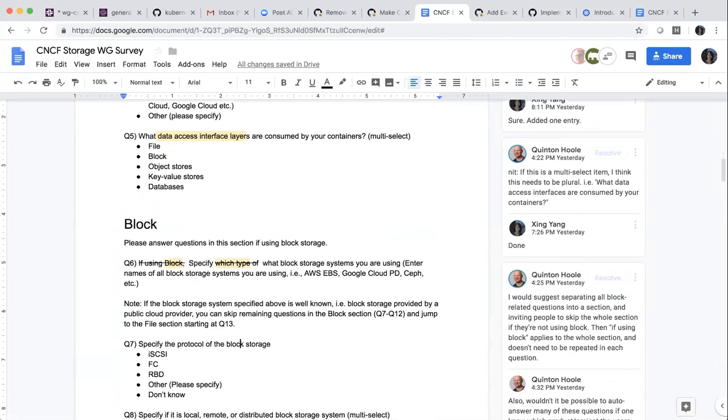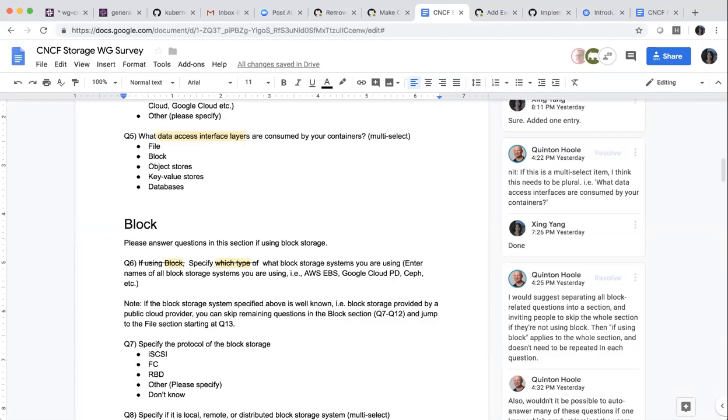Quinton has a comment here that if it is a well-known storage system, then the user can just skip all the other remaining questions. If it's AWS EBS, of course, it's well-known. So should we give any examples here or just leave it to the person's judgment? That's a good point. If they're using a well-known vendor or a well-known cloud provider, then he's probably right.